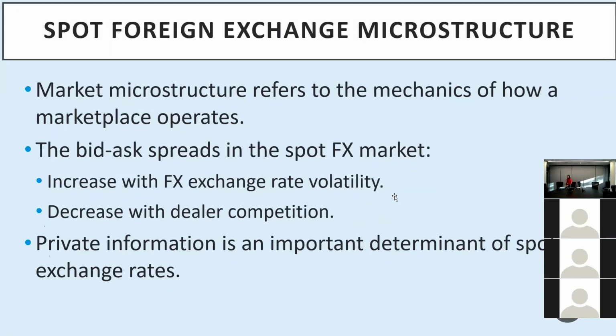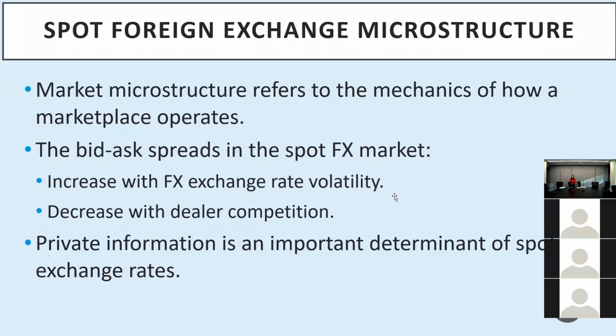Let me just wrap up the lecture by introducing the microstructure of the spot exchange rates, spot exchange market. So microstructure means the mechanics of a market, right? So how the market works, basically. So as we mentioned before at the start of the lecture, for the foreign exchange market, we have a dealer market, meaning that dealers will quote a bid and ask rate, right? So it's not an automatic market like the Australian Stock Exchange, for example.